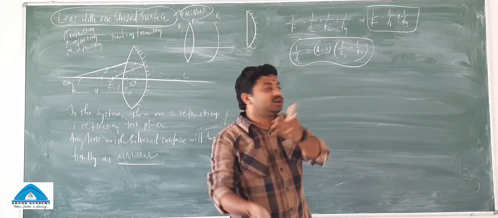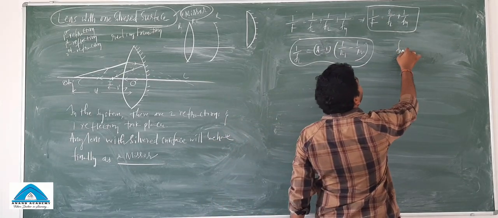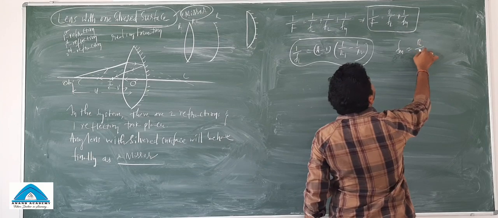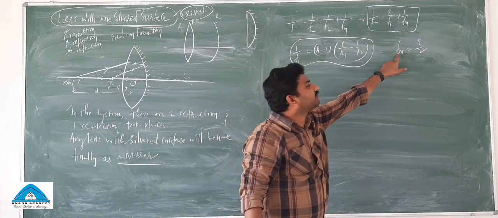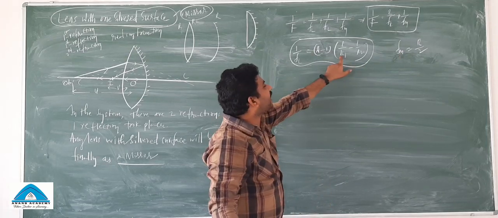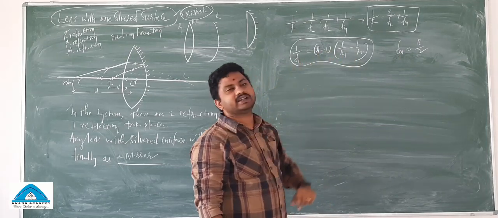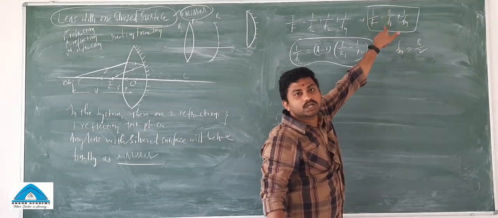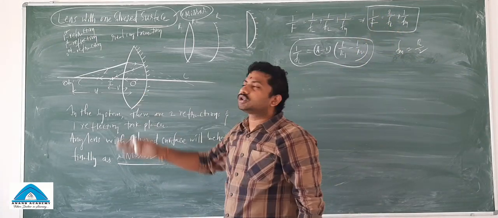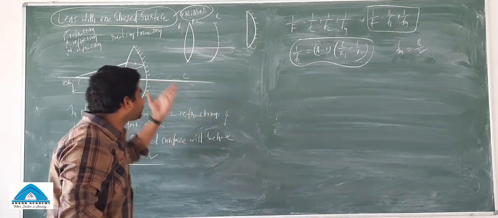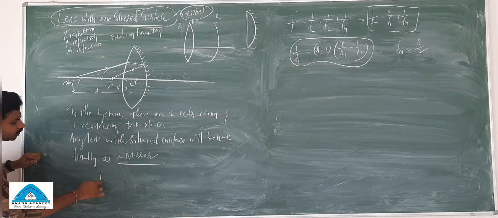So concave or convex, whatever it may be, the focal length of the mirror is equal to the radius of curvature by 2. If they give the radius of curvature value, you can find this. If they give the value of R1, R2 and mu, you can find this, and you substitute here. You will get the effective focal length. That effective focal length you can substitute here. So where will you be substituting? You can substitute here.